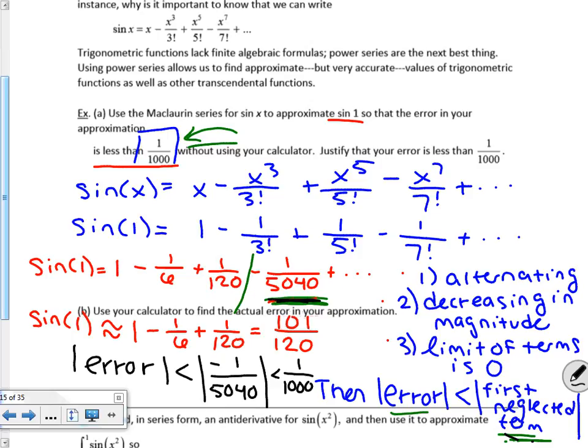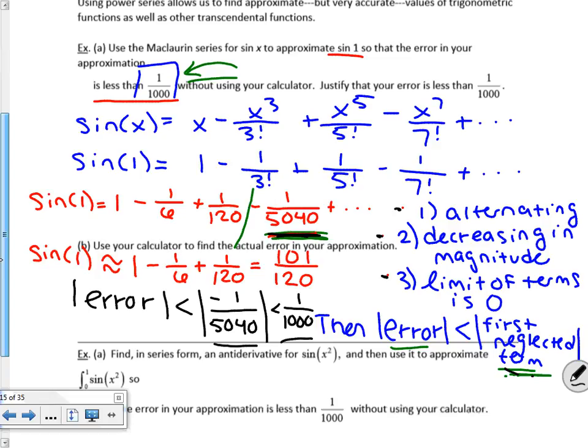That's me just finding that my error is less than 1 over 1,000. If it's bounded by this term right here, then it must be less than this. Okay? I can only use this if I establish these three conditions. Well, I ran out of room a little bit here, so let me scroll down a little bit.